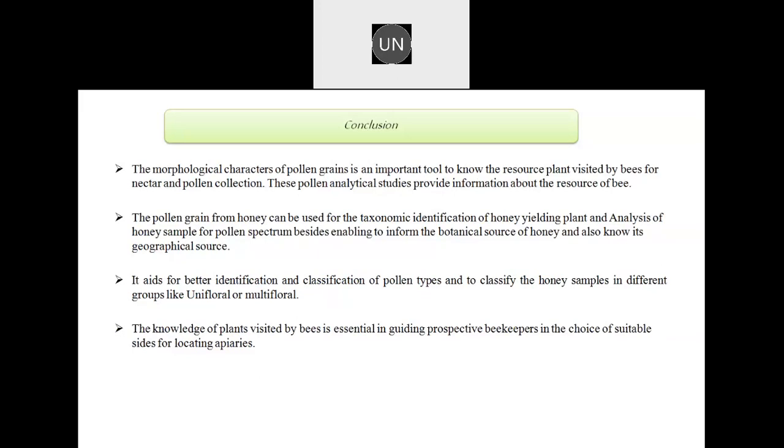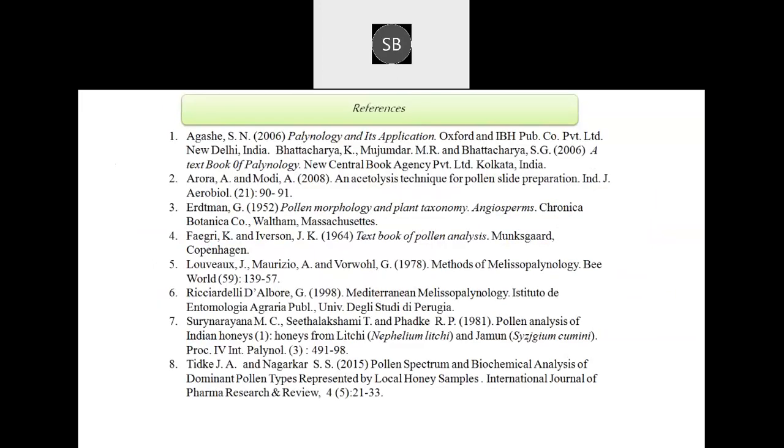The morphological character of pollen grain is an important tool to know the resource plants visited by bees for nectar and pollen collection. This pollen analytical study provides information about the resources of bees. Also, the pollen grains from honey can be used for taxonomic identification of honey-yielding plants and analysis of honey samples for pollen spectrum, besides informing the botanical source of honey and also its geographical source. It also aids better identification and classification of pollen types, and classifying honey samples into different groups, like whether they belong to multifloral or unifloral. This knowledge of plants visited by bees is essential in guiding prospective beekeepers in the choice of suitable sites for locating apiaries.